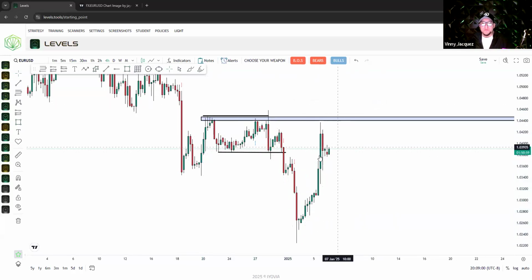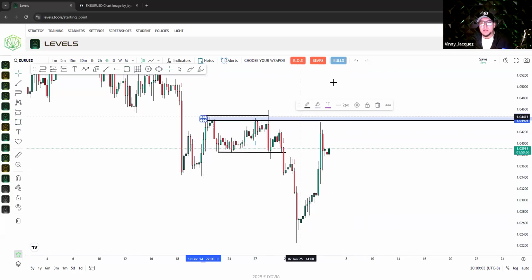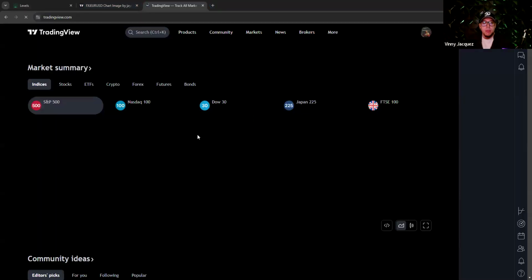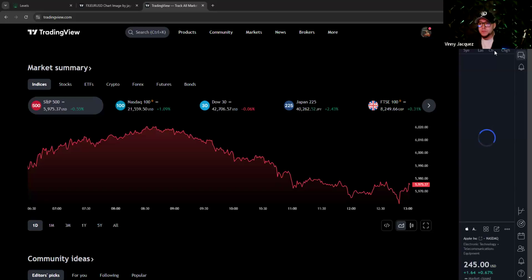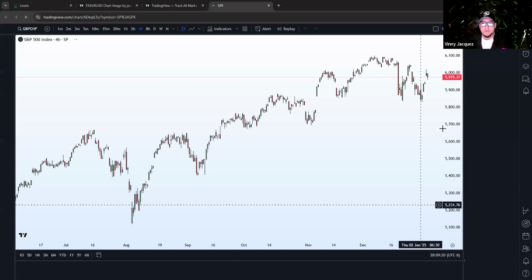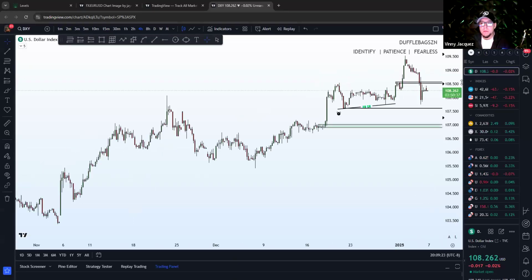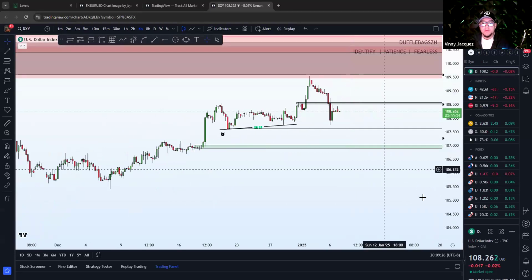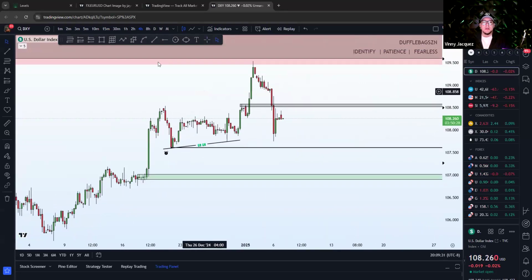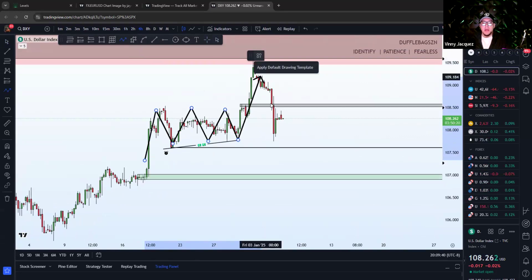So let's go ahead and take a look at this on a higher time frame, because again, the dollar, if we go over here real quick, this is my TradingView. This is the 4 hour time frame. So look at this, guys. Notice how we have consolidation, the market was swept, and then we have a nice drop.